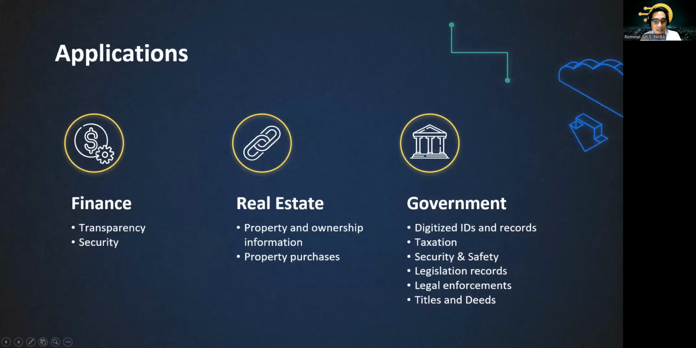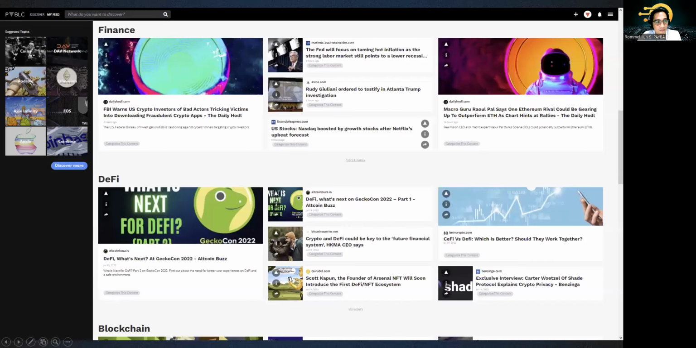So aside from these applications, recently, new applications and markets have emerged as more and more people go into blockchain development. This is public.com, PUBLC.com. It's a Web3 search engine.